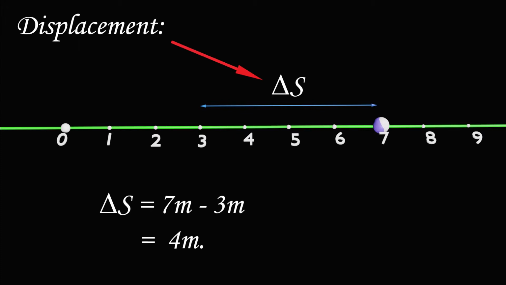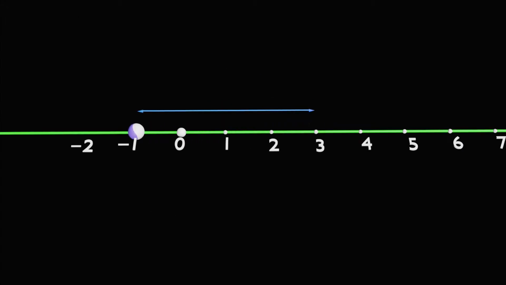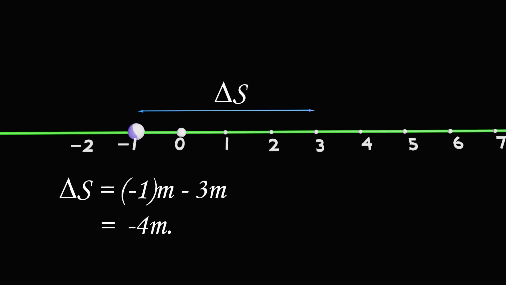If it would have been displaced from 3 meters to minus 1 meter, then its displacement is calculated to be minus 1 meter minus 3 meters. That is minus 4 meters, which says that the ball has displaced 4 meters towards negative x direction.